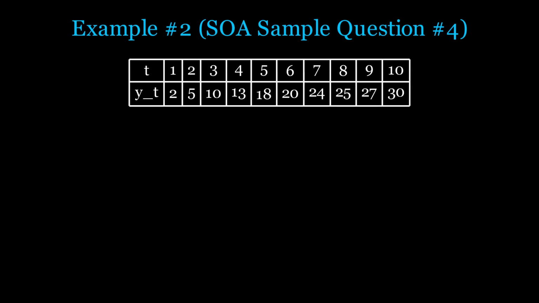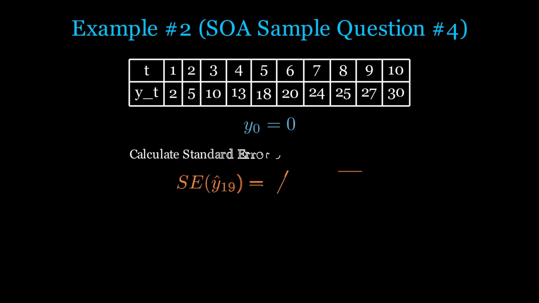Let's look at another example from the Society of Actuaries sample questions. This one is quite tedious, so let's walk through it step by step. Here's the problem statement. We are given a random walk model, y sub t, and observed values from time 1 to 10. We know the series starts at 0. We need to calculate the standard error for the forecast at time 19.